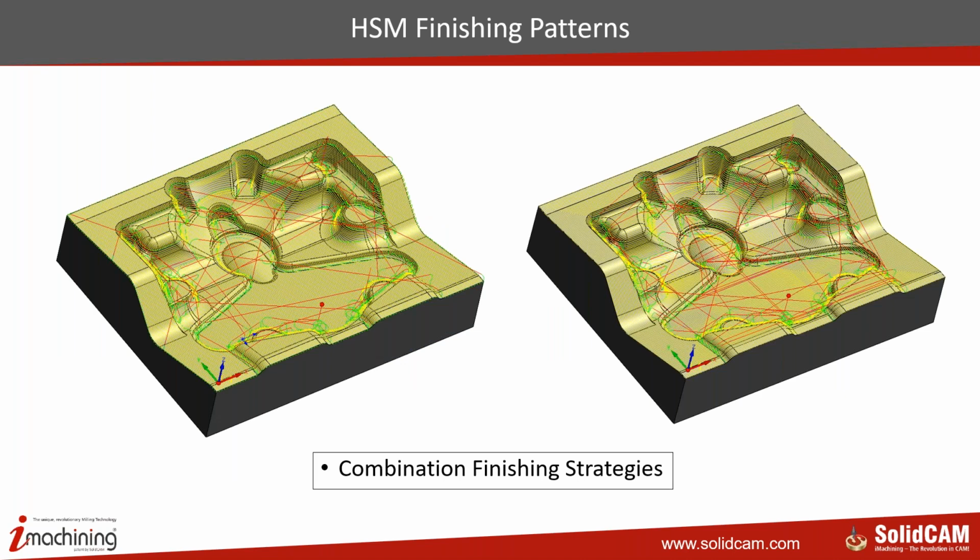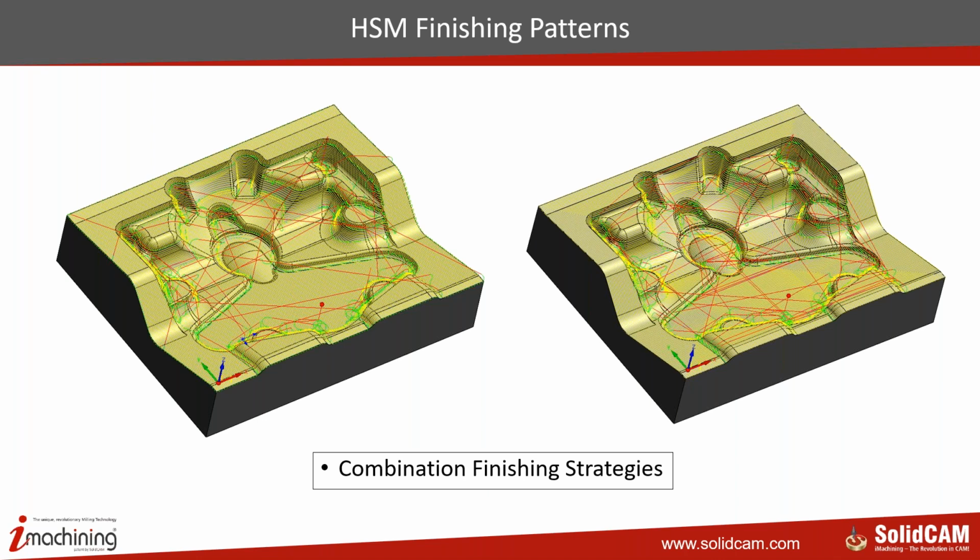And then we have the combination finishing strategies where you can say, I would like to have constant Z and linear, or constant Z plus constant step over. So you can have various combinations to machine these parts. And the difference between constant Z and linear is basically controlled by the slope angle of the surface. You can specify between 0 and 45, use linear machining, and beyond 45 to 90 degrees, use constant Z machining. So that's basically the steep shallow machining that's available in SolidCAM.